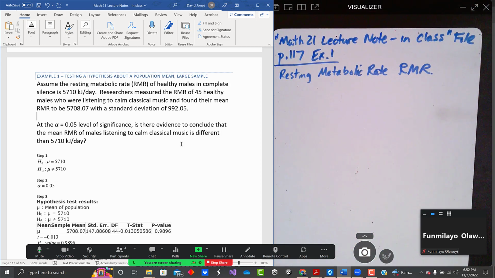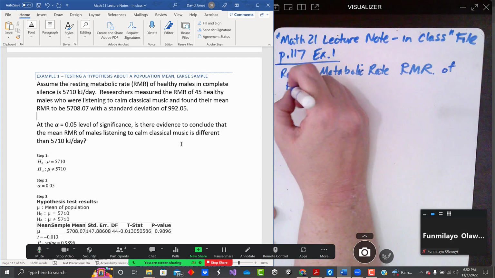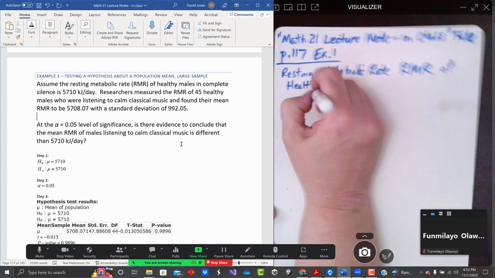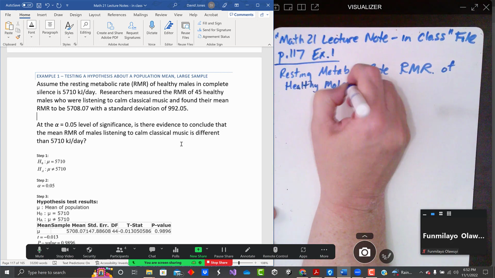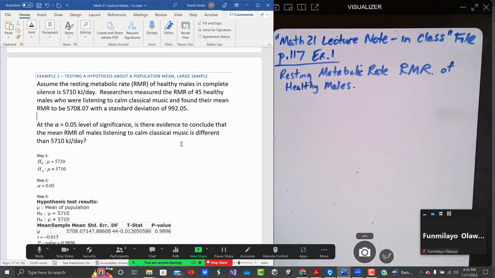And it says the resting metabolic rate of healthy males. I think I'll make a note of that. That seems pretty important. It's not just anybody, it's just males that they're talking about. In complete silence is 5,710 kilojoules. KJ is kilojoules. It's a unit of energy. Kilojoules per day.